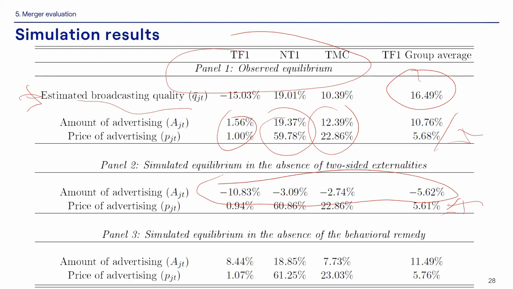cases. And then what we are doing is to simulate what would have been the situation if the authority had accepted the full merger, that is to say, had also accepted the merger of the advertising sales houses. They would have three different products, TF1, NT1, and TMC, but only one advertising sales house selling advertising slots for the three of them.